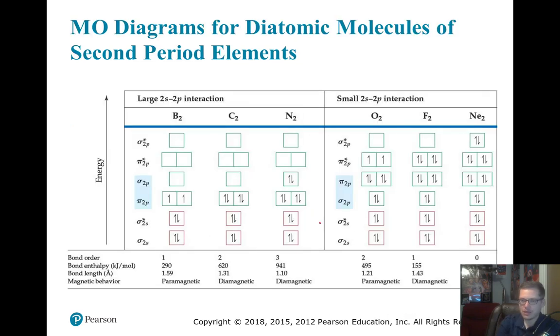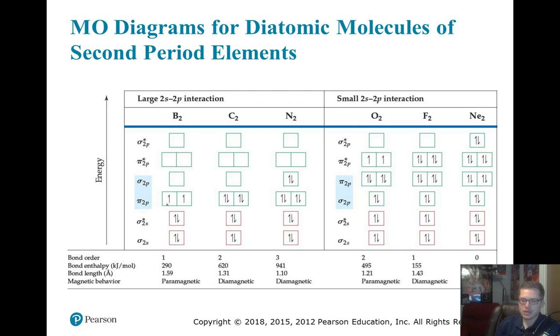All right, so now this is kind of where the rubber meets the road. Here they've drawn the molecular orbital diagrams for the diatomic molecules of the second period elements. We've already done lithium, so essentially we're just doing the rest of that row: boron, carbon, nitrogen, oxygen, fluorine, neon. Notice that we have large 2s2p interactions when we don't have a quite full p orbital. When that happens, the pi 2p is actually lower in energy than sigma 2p.